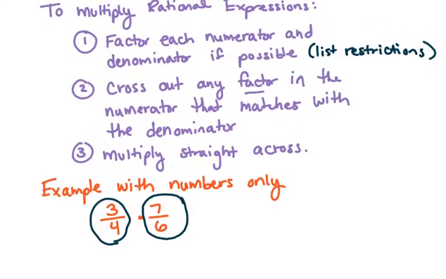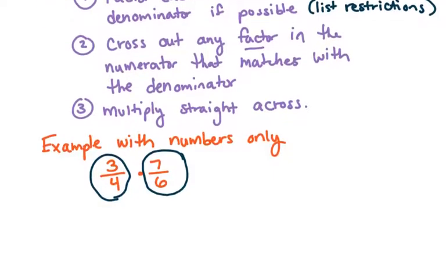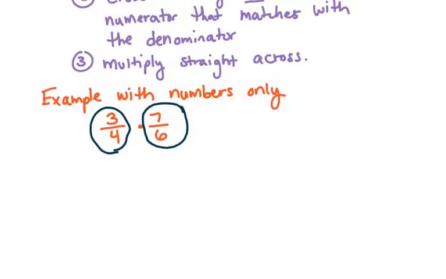Based off my steps, we're going to factor each numerator and denominator if possible. So 3 is a prime number. It can't be factored, so I'm going to leave that the way it is. 4, however, is the same as 2 times 2. 7 is a prime number, so I'm going to leave it. And then 6 we know is 2 times 3.